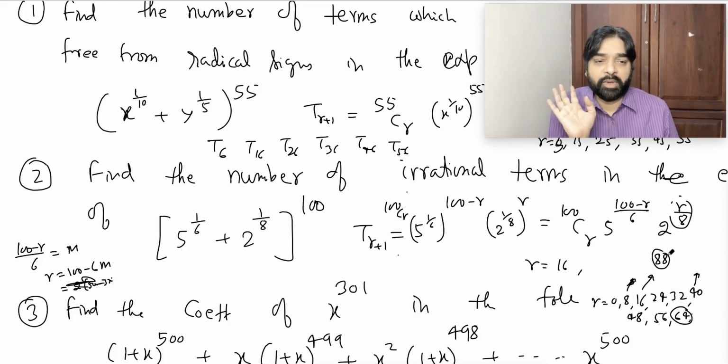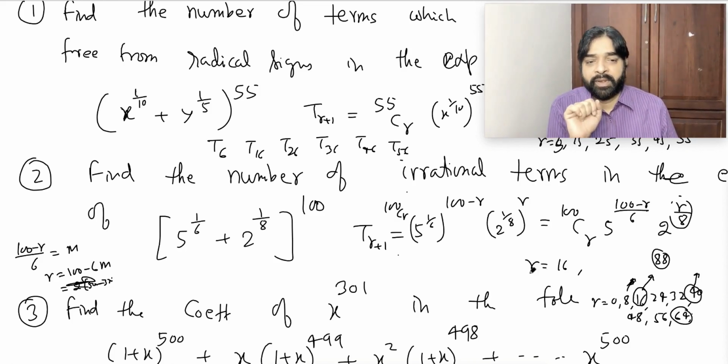That's all. No more than this. So 88, 16, 40, 64. So finally the answer is R equal to 88, 16, 40, 64.